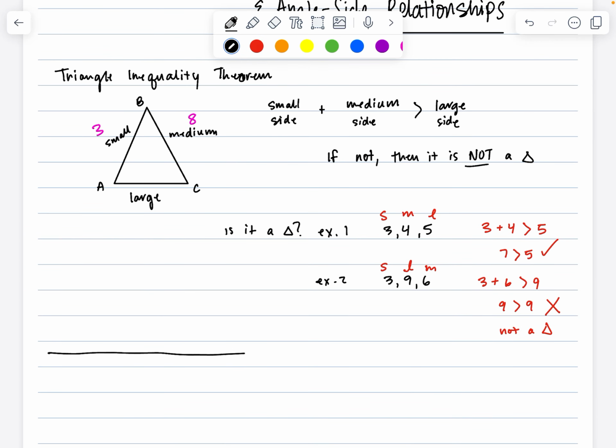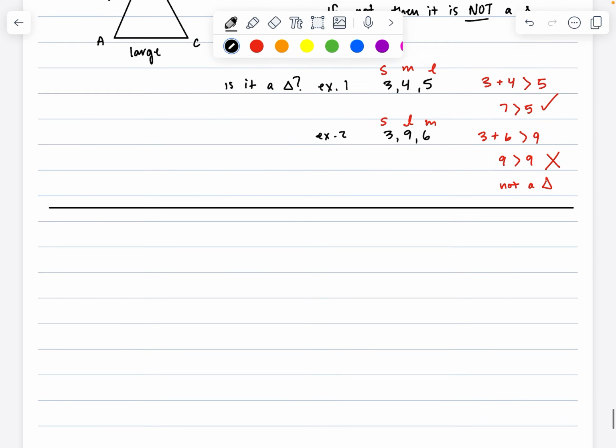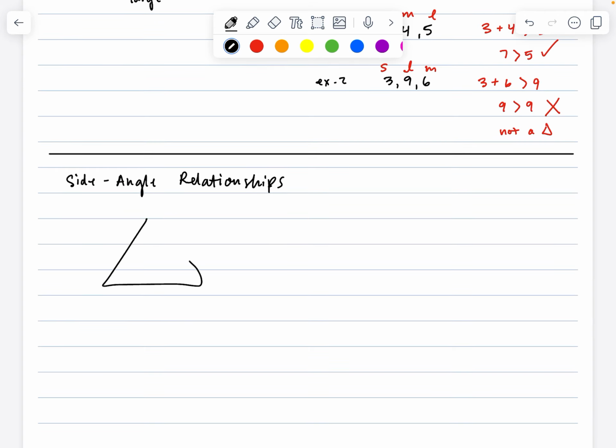Now, the other part to this lesson is angle side relationships. In a triangle, we're talking about how the side relates to its corresponding angle and vice versa. So if I drew another triangle, for instance, and let's call this triangle XYZ. This is the foundation for it.